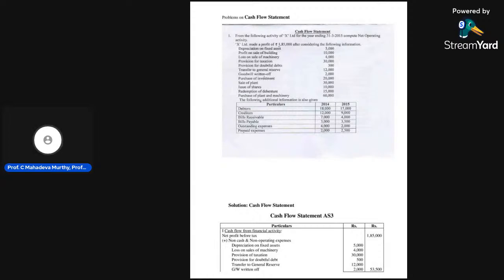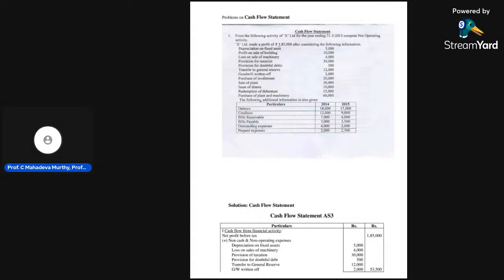Then goodwill written off, depreciation of fixed assets, loss on sale of machinery, provision for taxation, provision for doubtful debts, transfer to general reserve, goodwill written off. These are all the non-cash and non-operating expenses. Goodwill written off is 2,000.